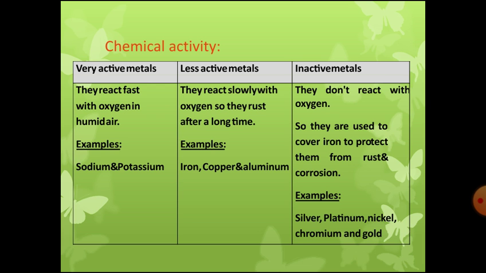The second type is called less active metal. They are elements that react slowly with oxygen, so they rust after a long time, like iron, copper, and aluminium. So we must paint them regularly. And finally, the last one is called inactive metal. They are elements that don't react with oxygen. Like what? Like silver, platinum, nickel, chromium, and gold.